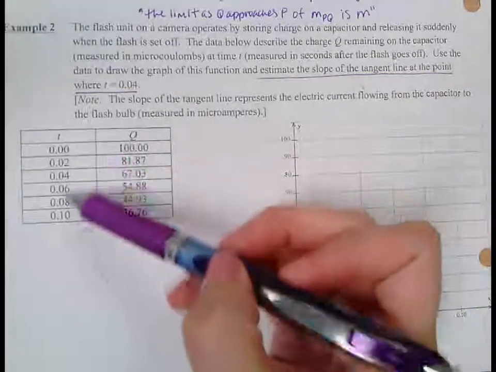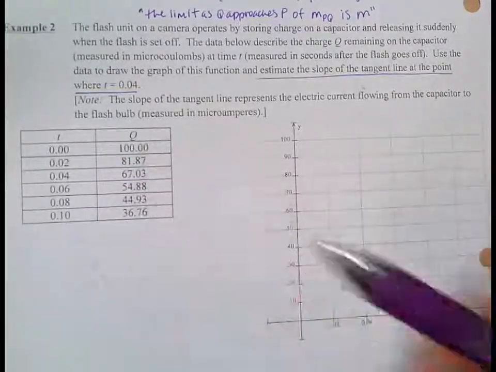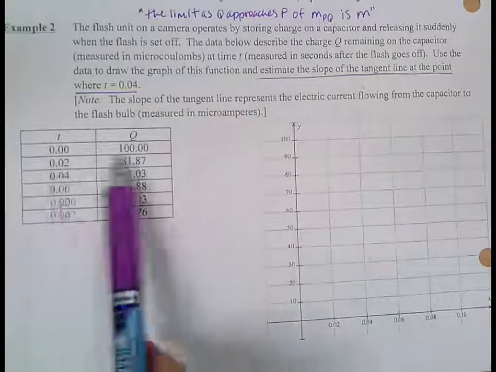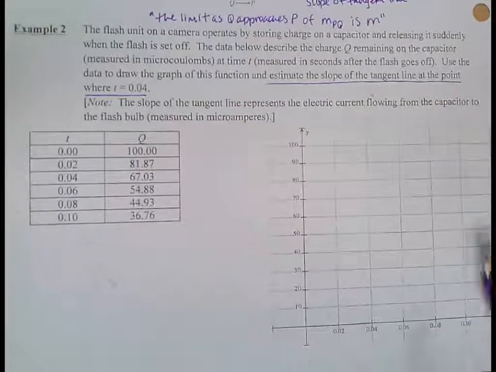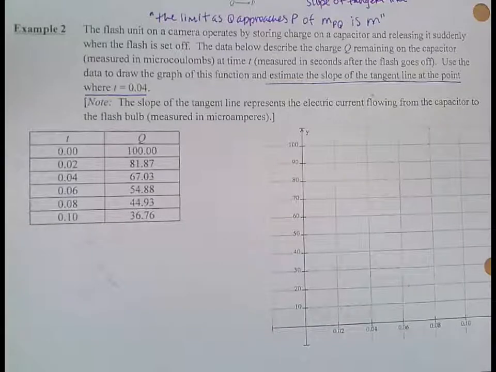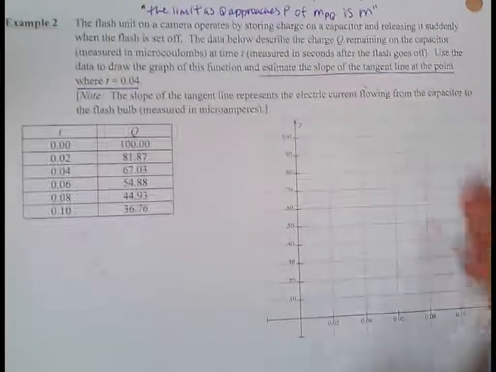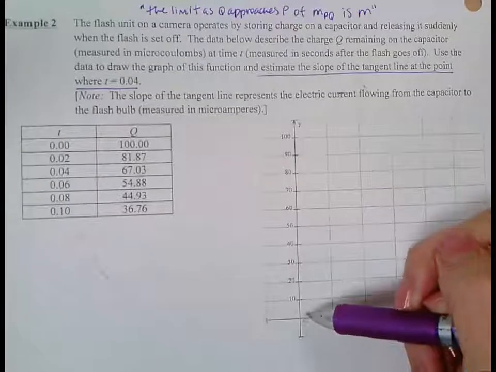So we have our different times. We have our different charges. So I'm just going to sketch, rather plot these points, and then draw a curve through them and sketch what the tangent line would look like. So this is just kind of a visual for you.